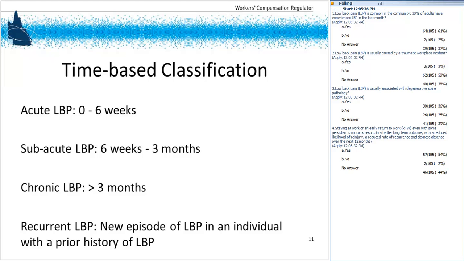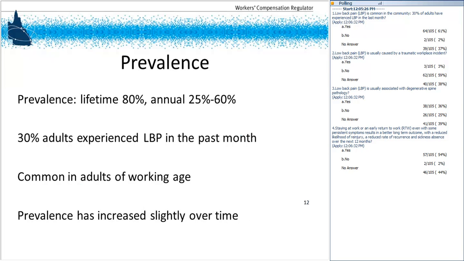And the last bullet point refers to recurrent low back pain, which is simply a new episode of low back pain in an individual who has a prior history of low back pain. And further on in this presentation, we'll return to the issue of recurrent low back pain from a risk assessment and prevention context. So low back pain is very common indeed.